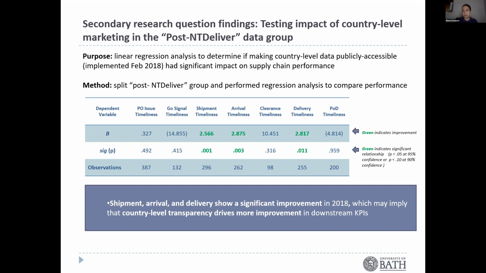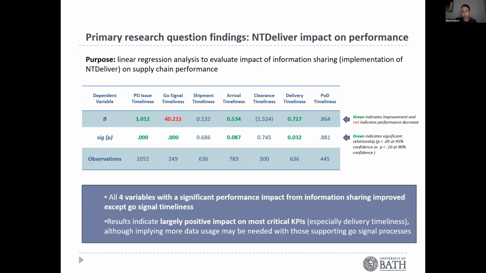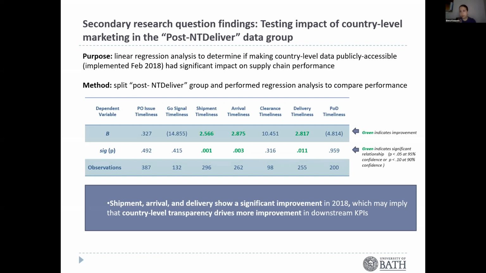to compare the performance against itself. And what we saw, as you see here, is very significant positive improvement for 3 downstream indicators: shipment, arrival, and delivery. The coefficients being, compared to the previous result, even higher, and in this case, more impactful, we can say for these indicators.